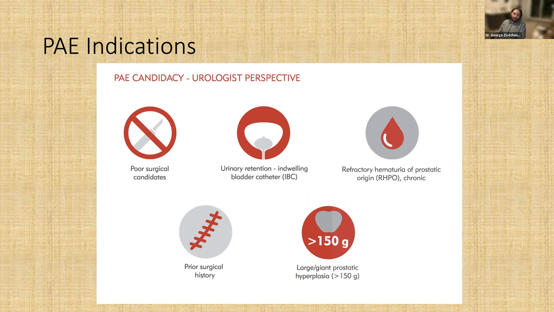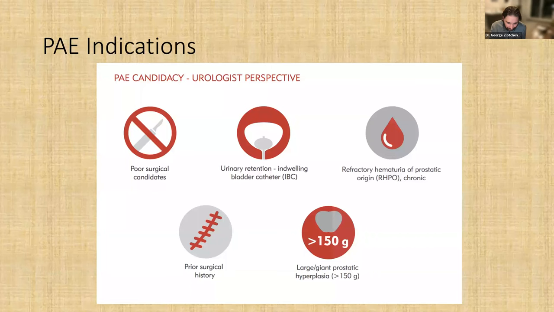Prior surgical history or prior surgery kind of goes along with poor surgical candidates, and a large slash giant prostate. The bigger the prostate is, the better it is. So I would tell my patients, especially the ones with the huge prostate, you have a huge prostate, that's what I love. They find that kind of funny when you make a joke about their huge prostate.